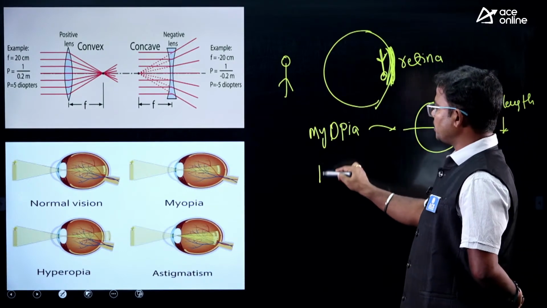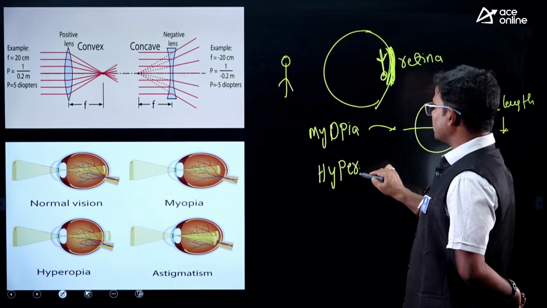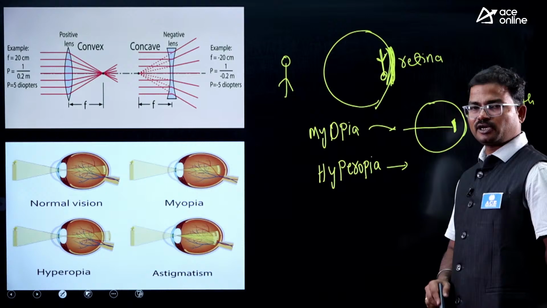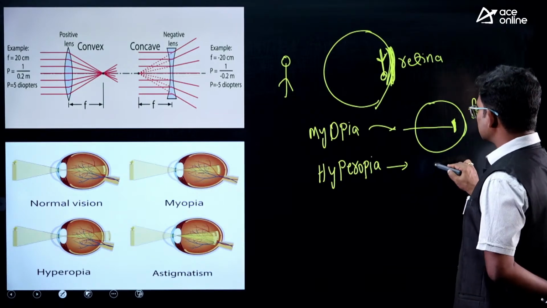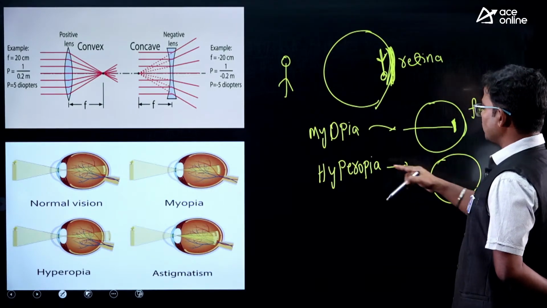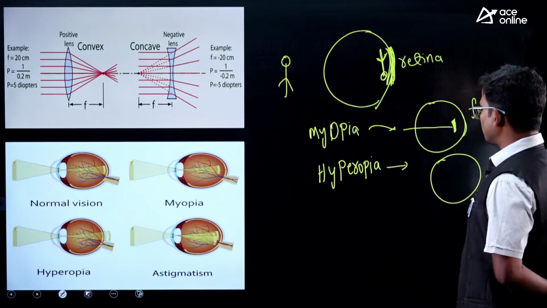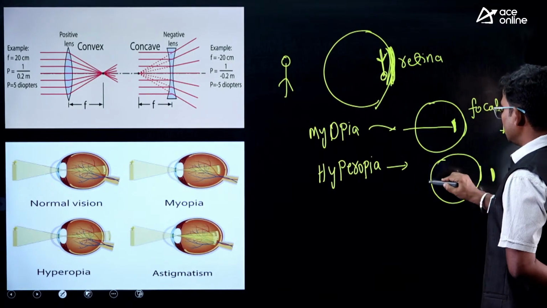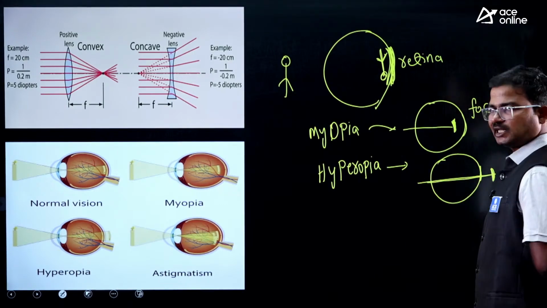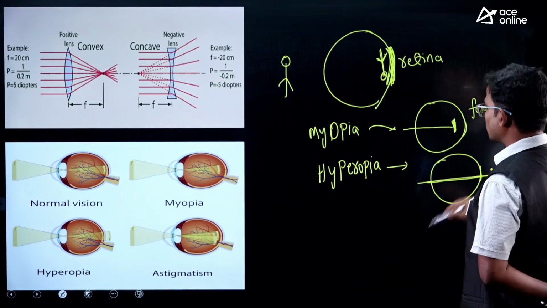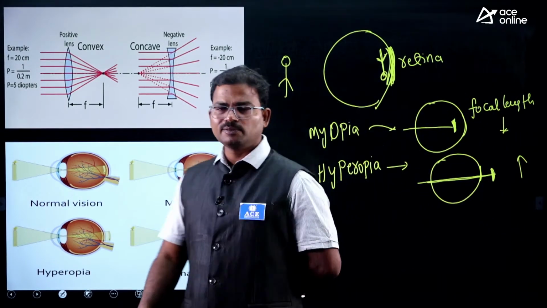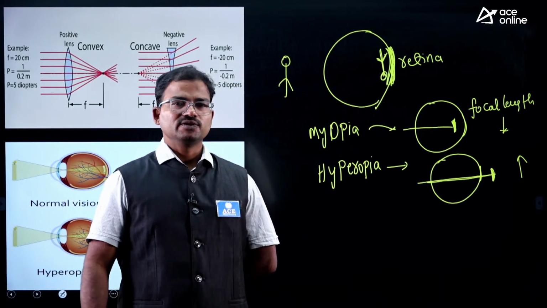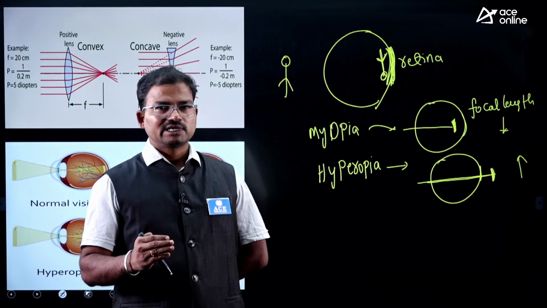Next one, hyperopia or hypermetropia, or presbyopia. If anyone is suffering with hyperopia, the image is mostly placed behind the retina. It means the focal length mostly increases. These types of questions are also mostly raised from an examination point of view. That's why, guys, you have to remember the importance of diopters.